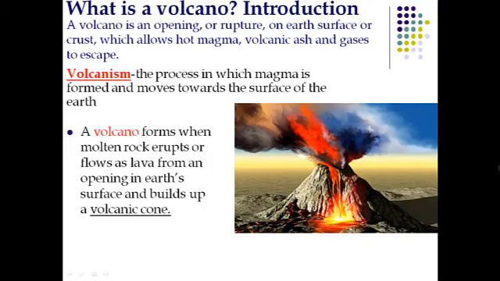What is a volcano? Introduction. A volcano is an opening or a rupture on Earth's surface or crust, which allows hot magma, volcanic ashes and gases to escape through the vent.